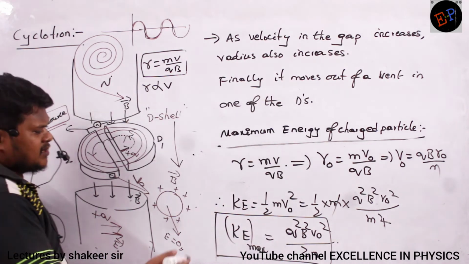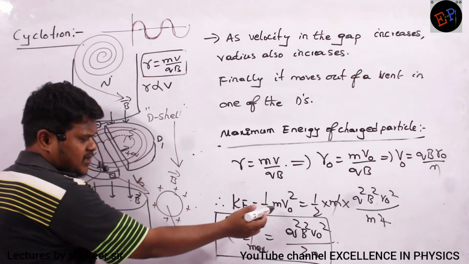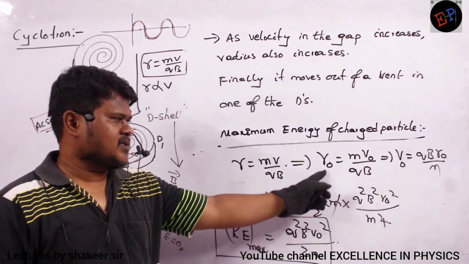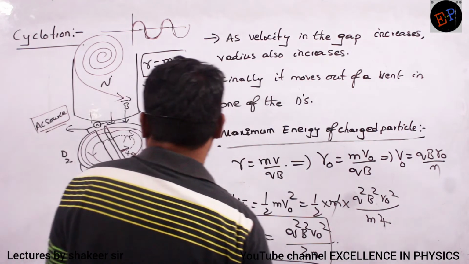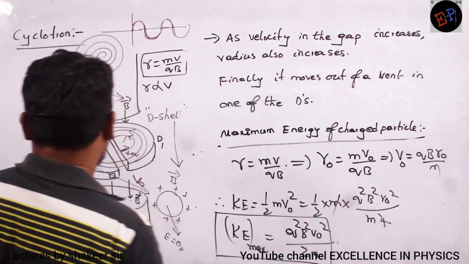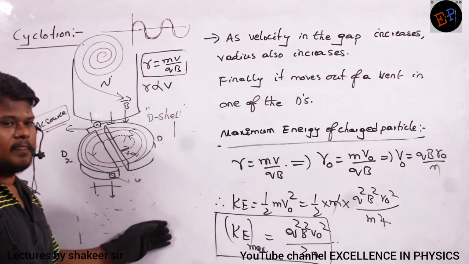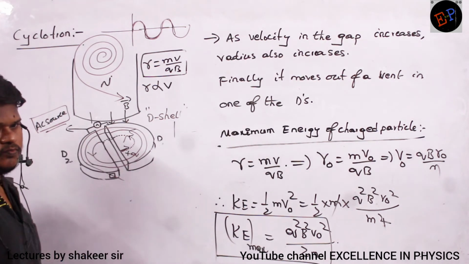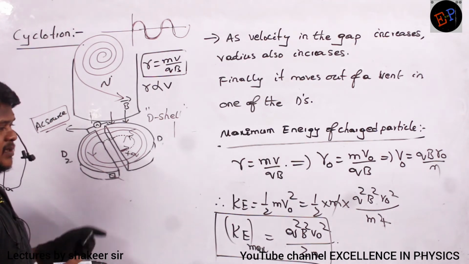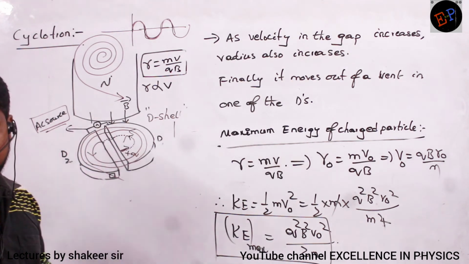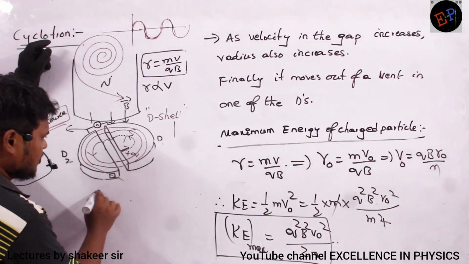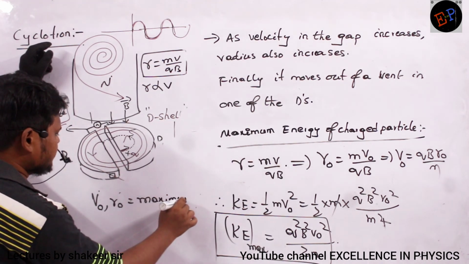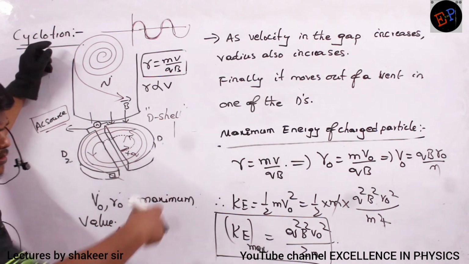Is the relation understood? The kinetic energy formula we know is half mv square, and velocity we get from the equation of radius, R is equal to mv by qB. Clear now? R naught and v naught are the maximum values. So what is R naught here? It is that velocity finally with which it comes out of this hole. It is very high velocity, lakhs of kilometers per second. So v naught and R naught are the maximum values, when the particles are coming out of the hole.